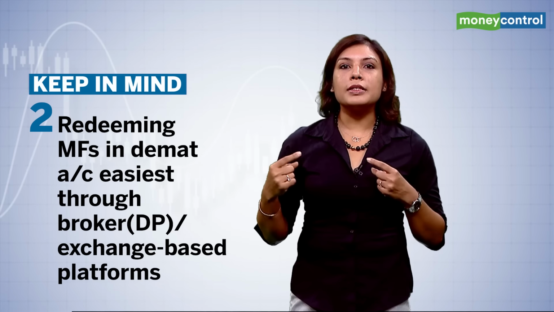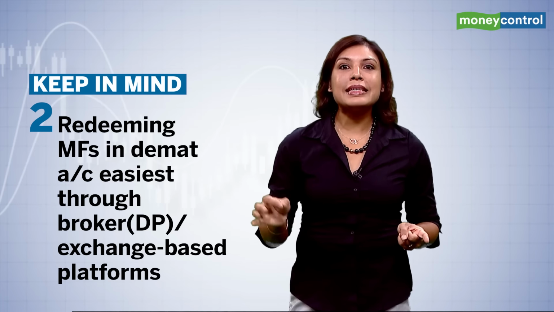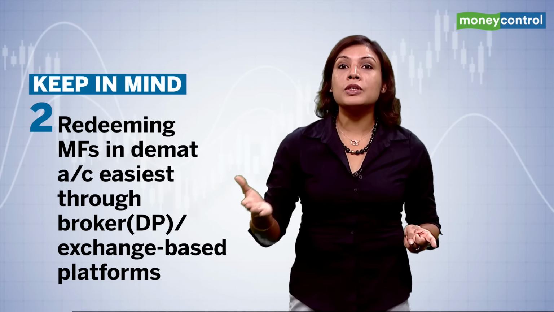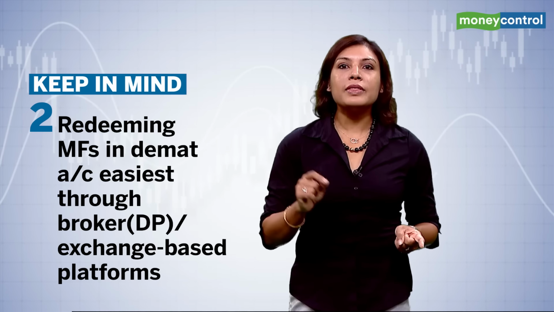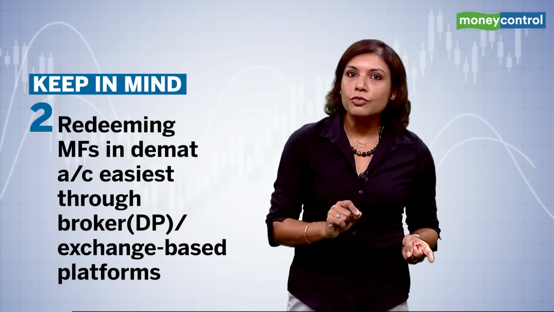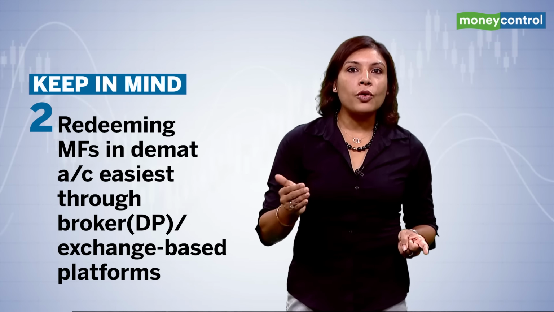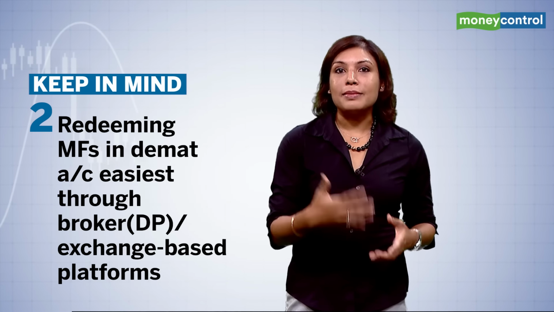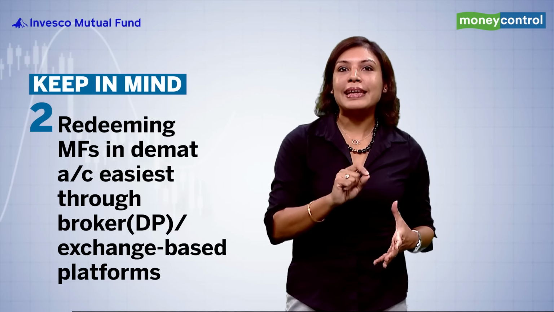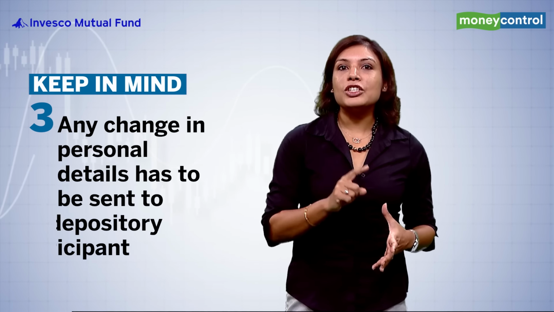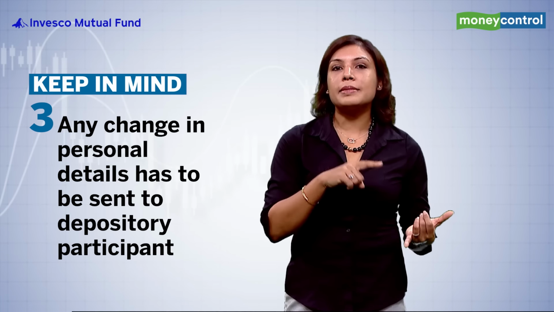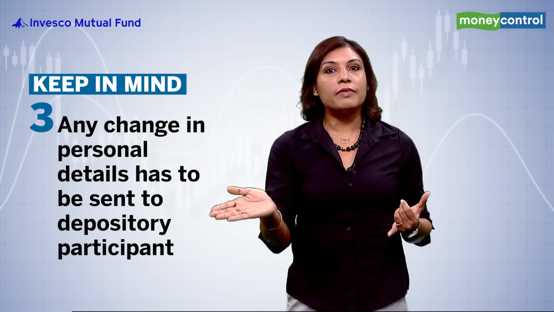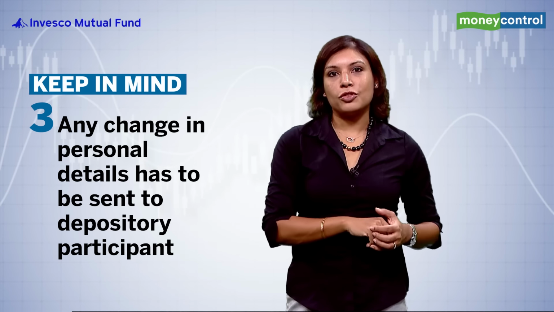Secondly, redeeming your mutual fund units in Demat account is easiest through your broker or through exchange-based MF platforms provided for this on BSE and NSE. However, there is also the option to get a redemption form from your broker and go for redemption directly through the depository. All the processes are digital and the redemption amount gets transferred directly to your linked bank account. Thirdly, any change in your personal details, nomination, address, bank details, etc. has to be sent to the depository participant, and this will change for all your investments in the Demat account, including the mutual fund units.